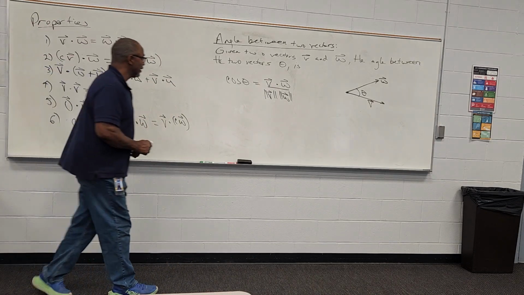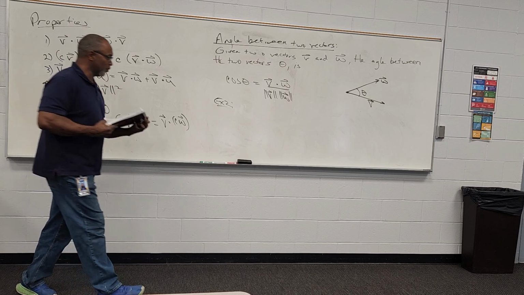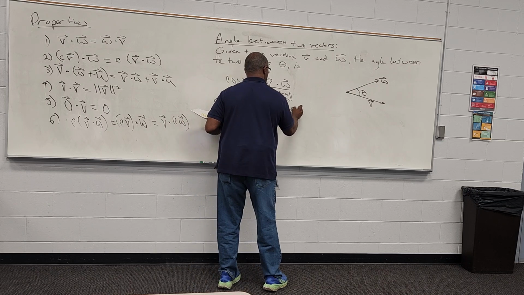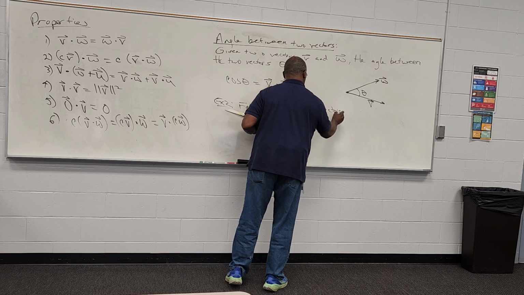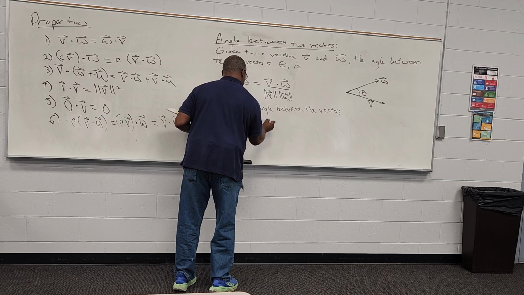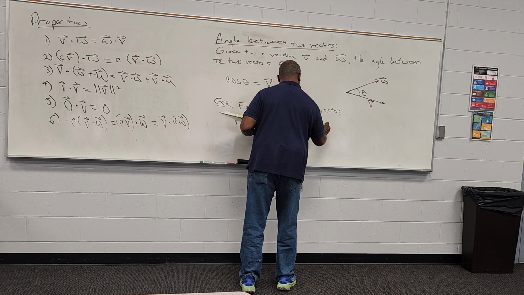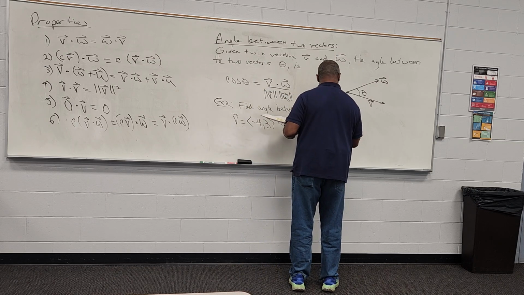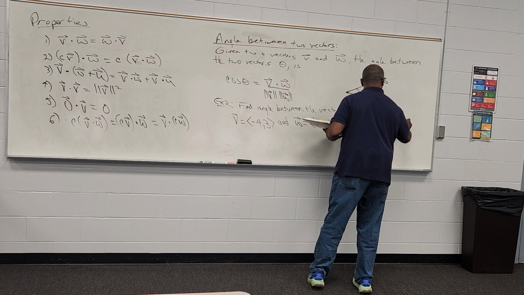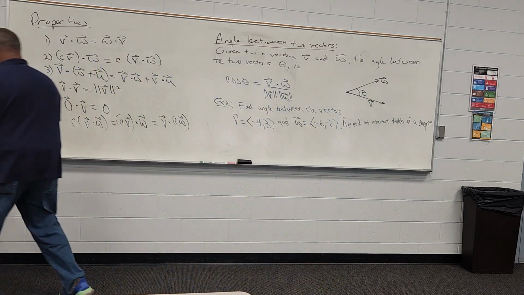Okay? So with that in mind, example 2: they ask me to find the angle between the vectors. They give me vector v equals (-4, 3), and they give me vector w equals (-6, -2). And they say round to the nearest tenth of a degree.